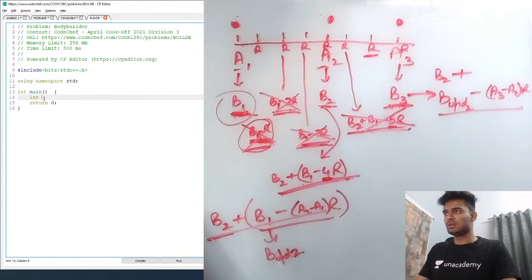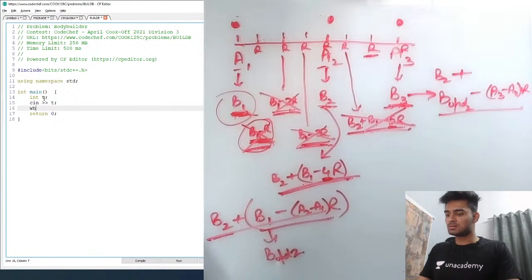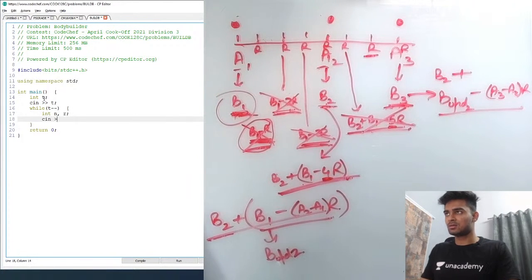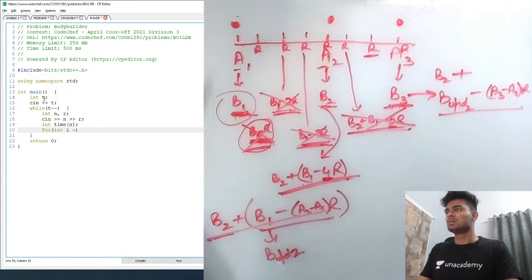So we'll have t, then for every test case we have n and r. Then we have an array of time. Let's make it an array of time only. And then we just scan every possible value.